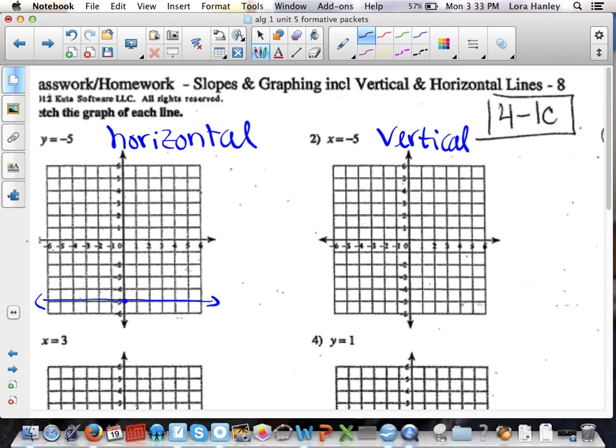On the flip side, what if it says x equals -5? Well, in that case, I'm going to go to my x-axis and find where x is -5. And we're going to create a vertical line straight through that, because on this line, every single x value is equal to -5.